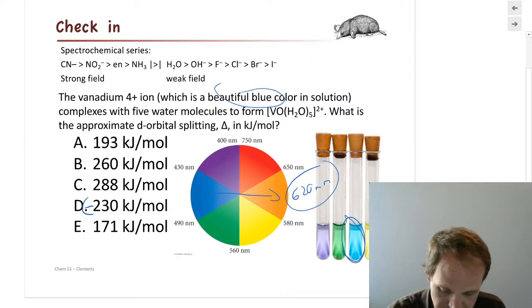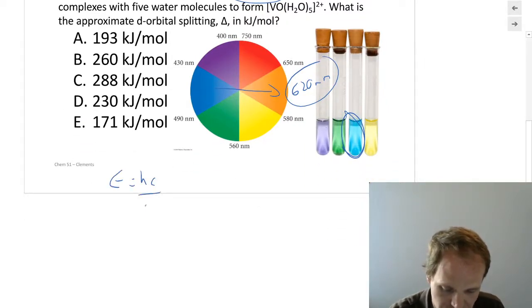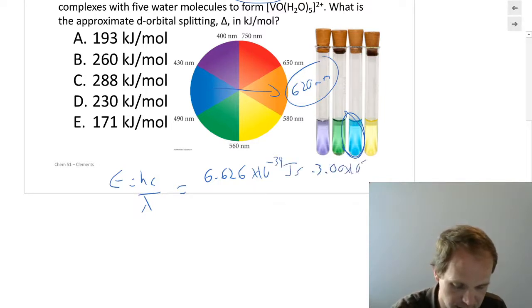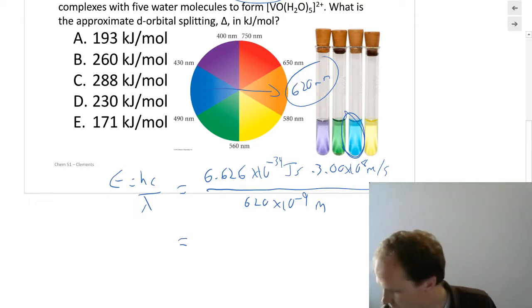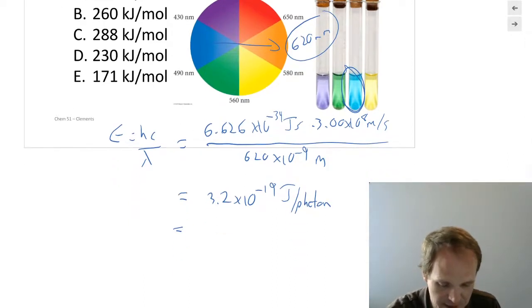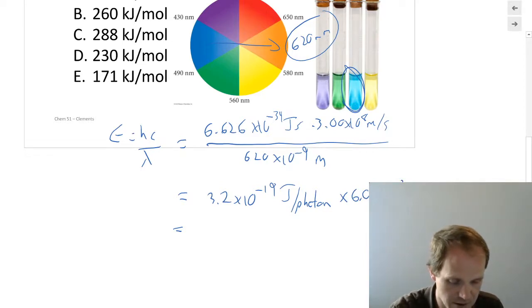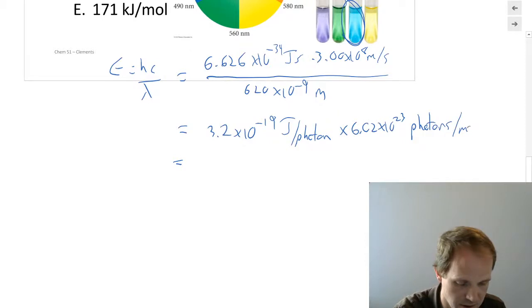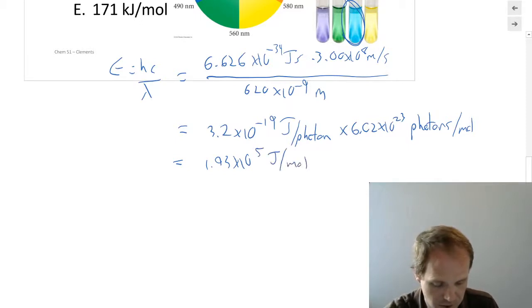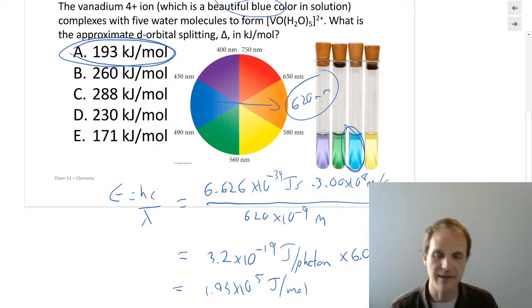Okay? So E equals hc over lambda, which is 6.626 times 10 to the minus 34th joule seconds times 3.00 times 10 to the 8th meters per second, divided by 620 times 10 to the minus 9th meters. If you do that, you get 3.2 times 10 to the minus 19th joules per photon. And if you multiply that out by Avogadro's number, you get 1.93 times 10 to the 5th joules per mole, or 193 kilojoules per mole. And so you get the answer of, A, that first one there.